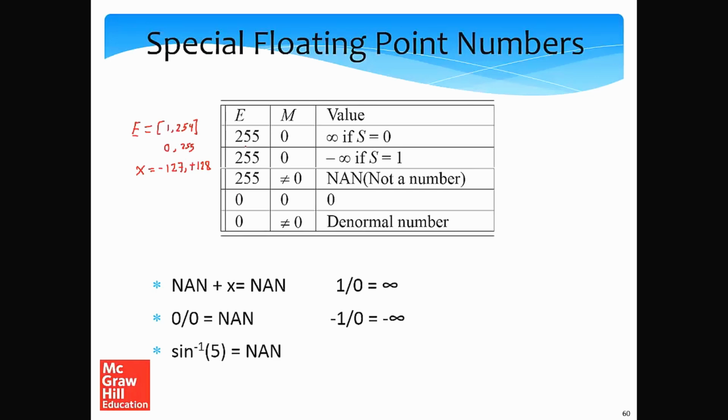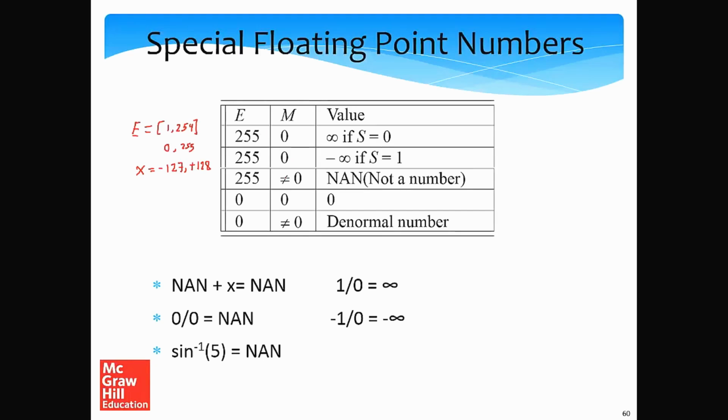What it should be is something like this: if e is equal to 255 and the mantissa is 0, let us treat this number as plus infinity if the sign bit is 0. If e is 255, the mantissa is 0, and the sign bit is 1, let's treat this number as minus infinity. So let's give an example. 1 divided by 0 is plus infinity, and minus 1 divided by 0 is negative infinity, and infinity is represented with the fact that e is 255 and m is 0.